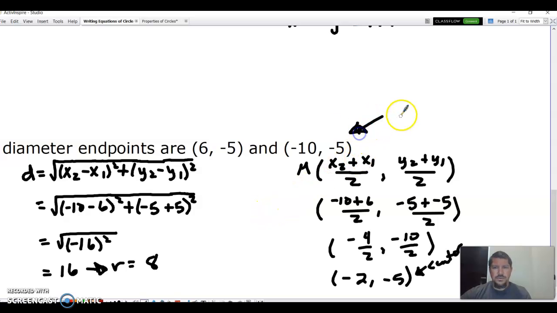So I'm just going to write it up here. So that's going to be (x + 2)² + (y + 5)² = 8², which equals 64.